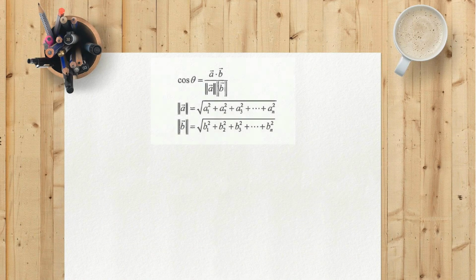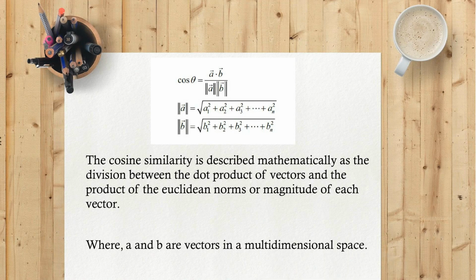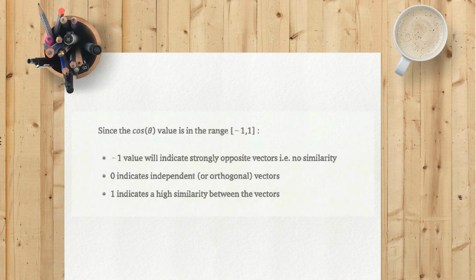The cosine similarity is described mathematically as the division between the dot product of vectors, and the product of the Euclidean norms or magnitude of each vector, where A and B are vectors in a multidimensional space. Since the cos theta value is in the range [-1, 1]: 1. -1 will indicate strongly opposite vectors, that means no similarity. 2. 0 indicates independent, or orthogonal, vectors. 3. 1 indicates a high similarity between the vectors.